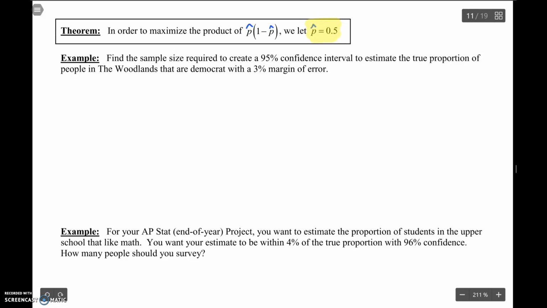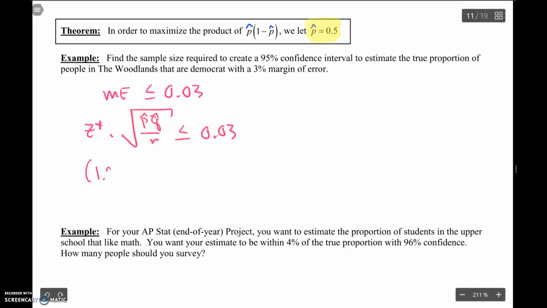Find the sample size required to create a 95% confidence interval to estimate the true proportion of people in the Woodlands that are Democrat with a 3% margin of error. I want my margin of error to be 3 percentage points or less. My margin of error is z-crit times square root of p hat q hat over n. That needs to be less than or equal to 3%. For 95%, z-crit is 1.96, and we're going to put in 0.5 for p hat and q hat to be conservative.